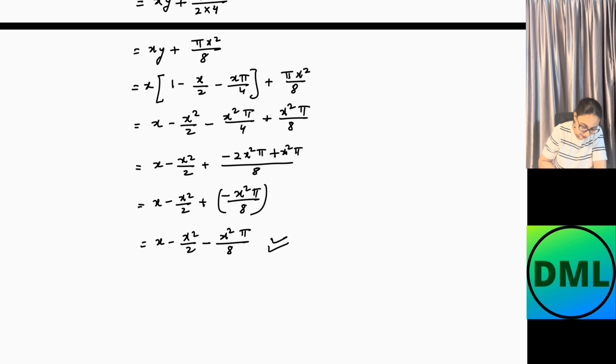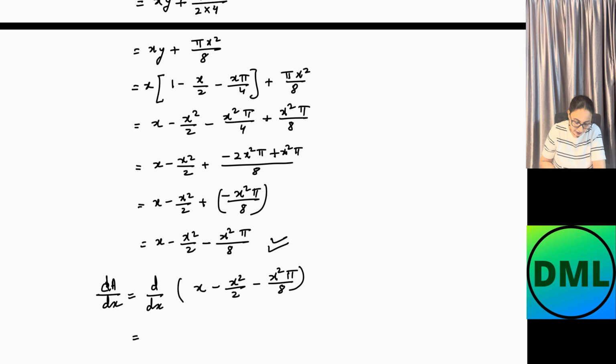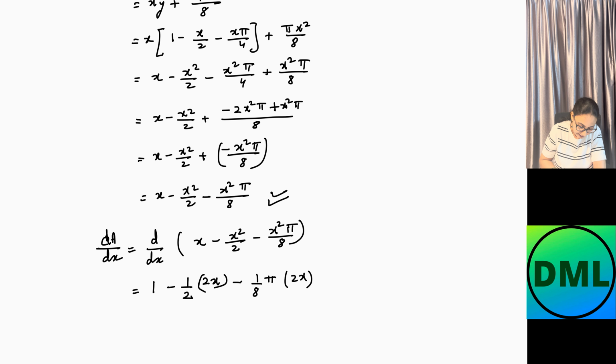Let's differentiate the function. dA by dx is written as d by dx of, what is my value for A? My value for A is x minus x squared by 2 minus x squared pi by 8. Let's differentiate this one. Differentiation of x with respect to x is 1, minus 1 by 2. Differentiation of x squared is 2x, minus 1 by 8 pi. Differentiation of x squared is 2x, which will be equal to 1 minus, the 2 got cancelled from here, minus x. 2 1s are 2, 2 4s are 8, minus x pi by 4.